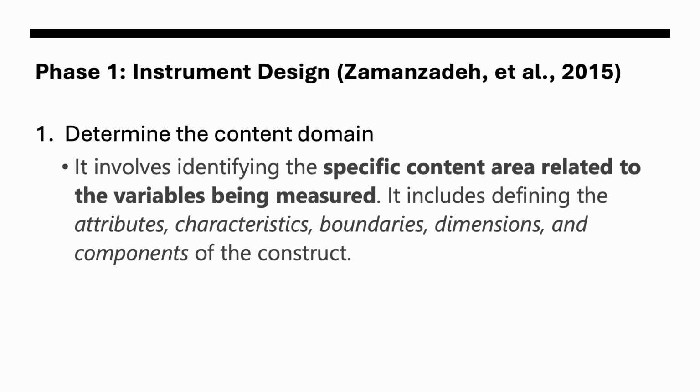Step 1, determining the content domain. This foundational step requires researchers to systematically identify the precise content area encompassing our target variables, explicitly define all relevant attributes and characteristics of the construct, establish clear conceptual boundaries to delimit the measurement scope, and specify the core dimensions and components that constitute the construct.